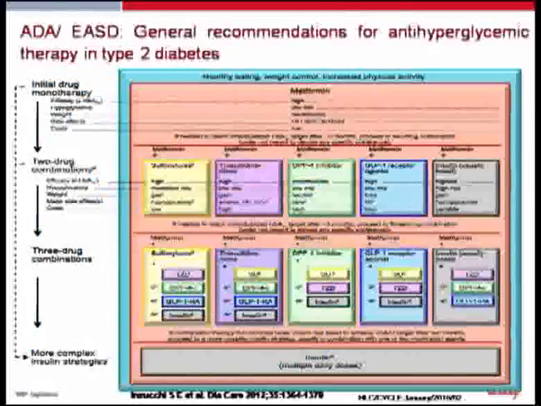Let us see what the ADA and EASD guidelines say. This is the more useful guideline, I would say. As you can see from here, for metformin they have given a period of 3 months. You try lifestyle modification and metformin for 3 months, and as a second line drug, they have given the choice open to the physician. You can choose from any of these, and you can see insulin is also there as a second line drug in this guideline.